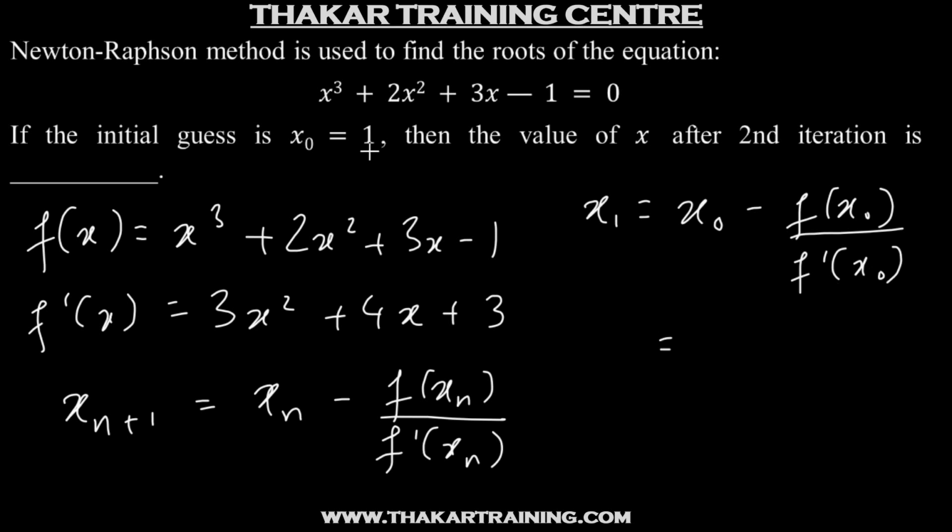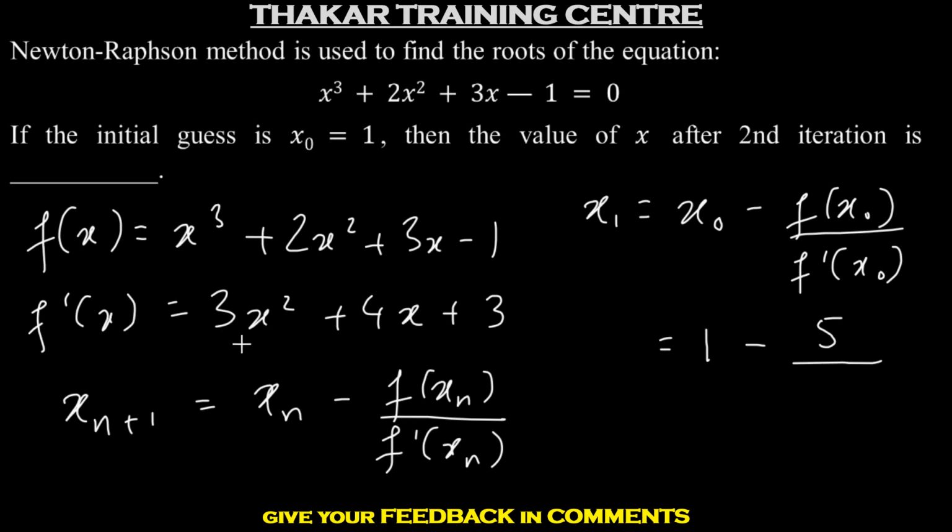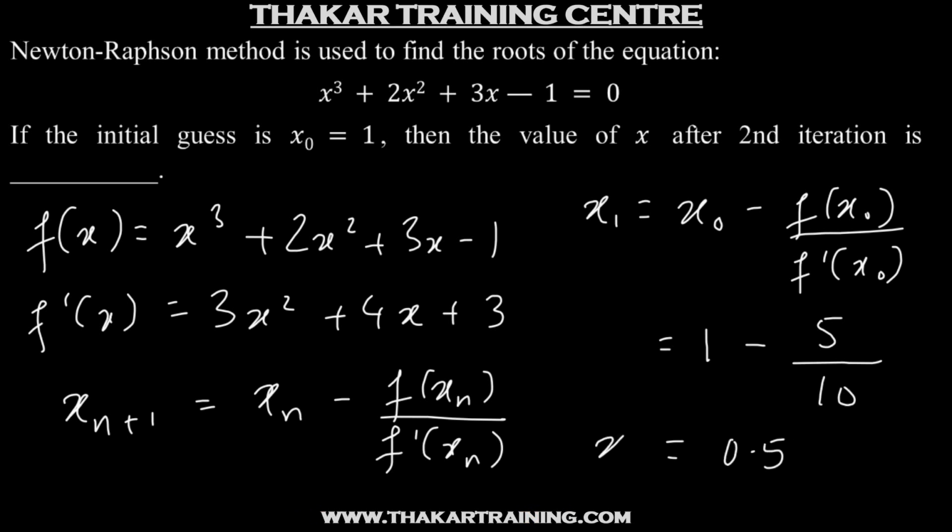So we are given x naught is 1. So we'll take 1 minus f of 1. So f of 1 will be 1 plus 2 plus 3, that is 6 minus 1. So this is 5 divided by f dash of x naught, which will be f dash of 1, that is 3 plus 4 plus 3. This is 10. So this is 1 minus half. This is 0.5. So we get x1 equal to 0.5. I'll note the same over here. We get x1 equal to 0.5.